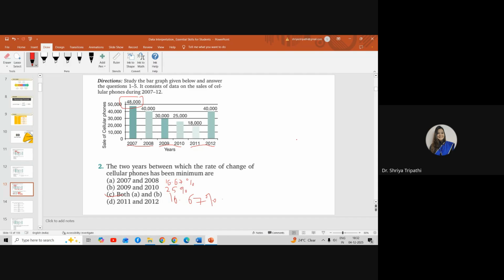So here 22,000 divided by 18,000 into 100, it will be 122.22%. So here the right answer is option number C. Everyone, are we able to follow? Yes, no, maybe? Yes, ma'am.